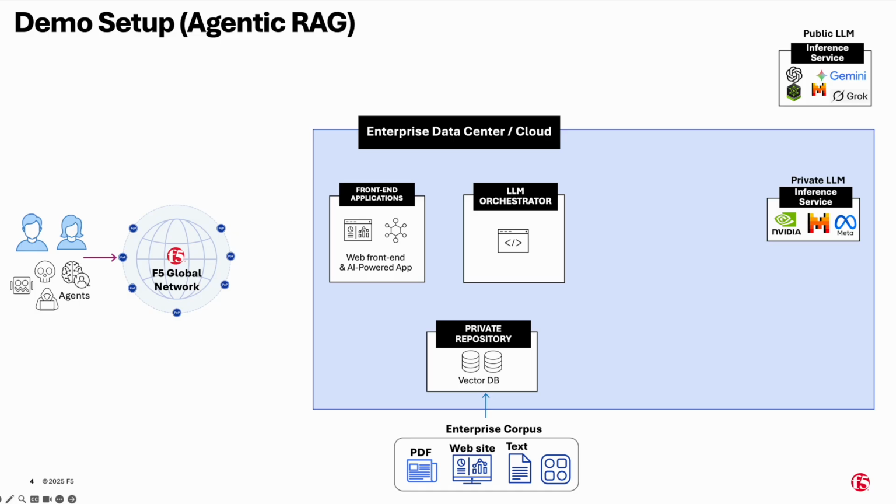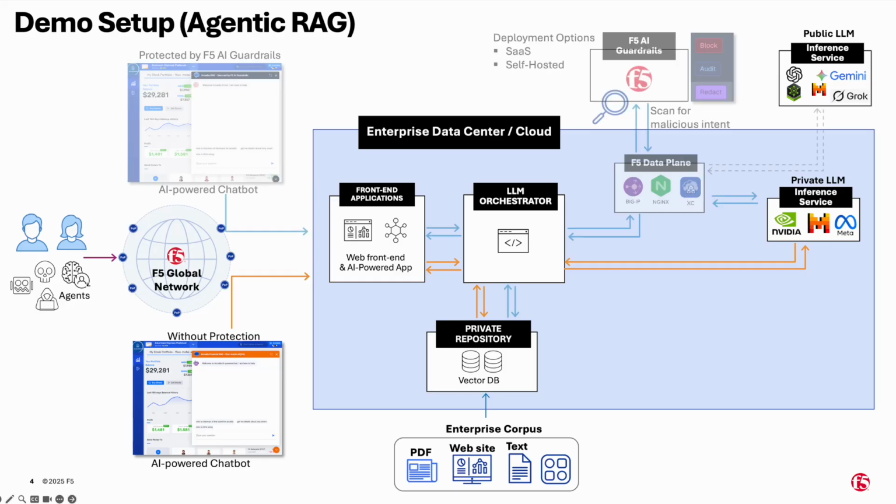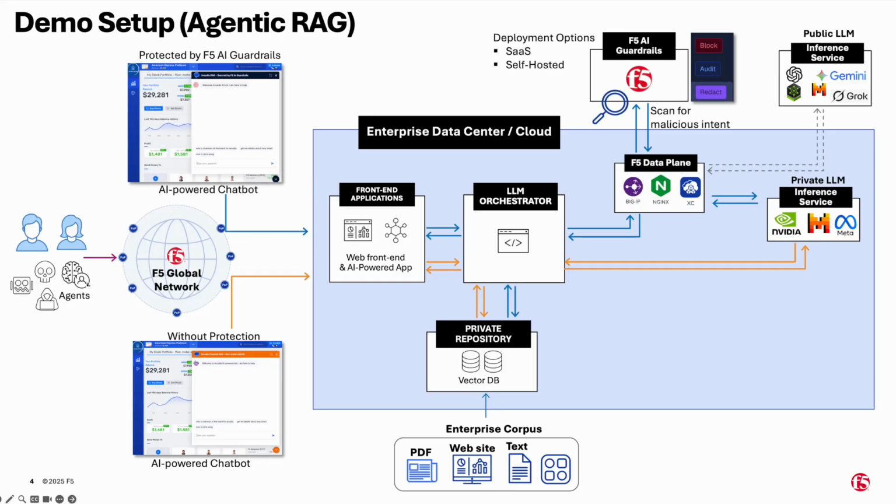Before we begin the demo, let's take a moment to understand the setup. In this setup, I will walk you through three quick scenarios. First, an unprotected AI-powered chatbot where I will run tests to show how it can expose the organization to risk and compliance issues. Next, I will repeat the same test on a chatbot protected by F5 AI Guardrails, highlighting how it detects and blocks unsafe behavior.